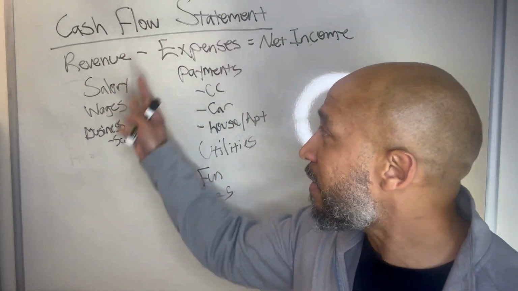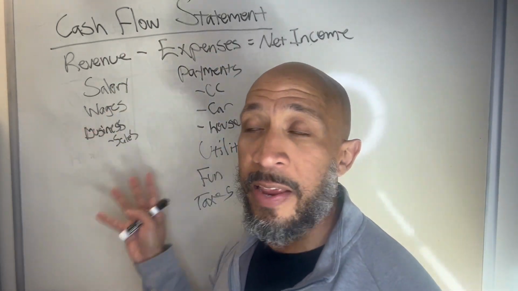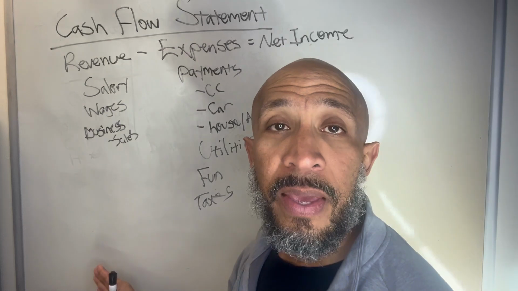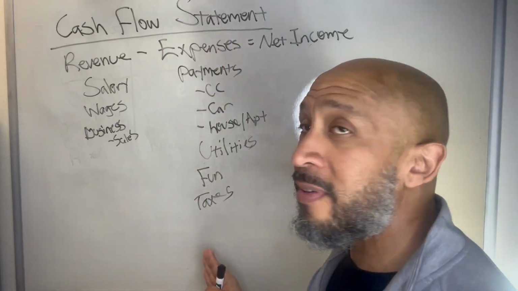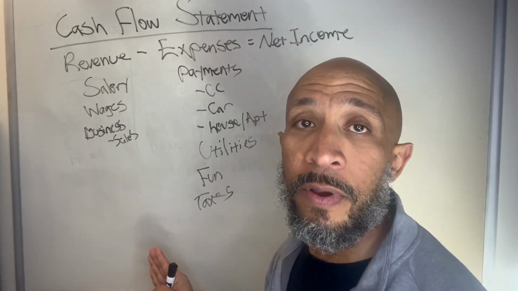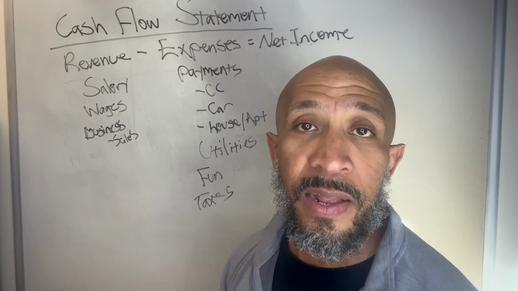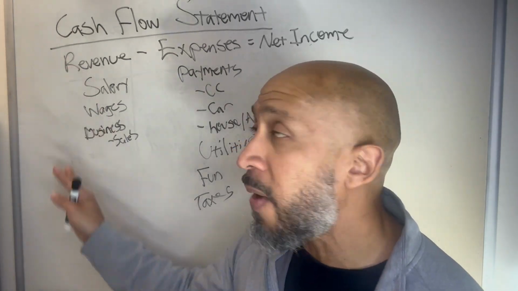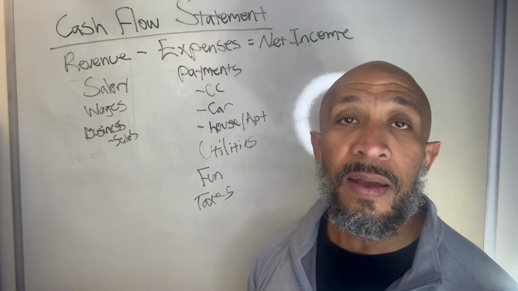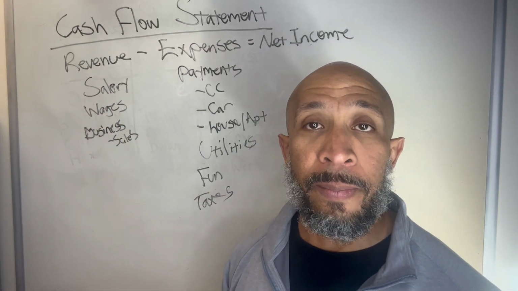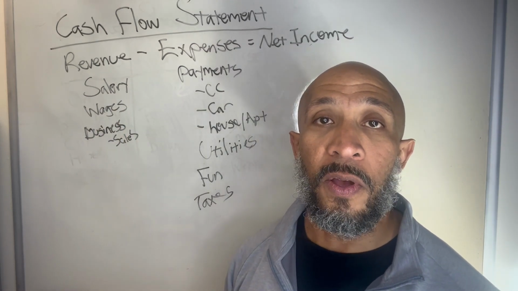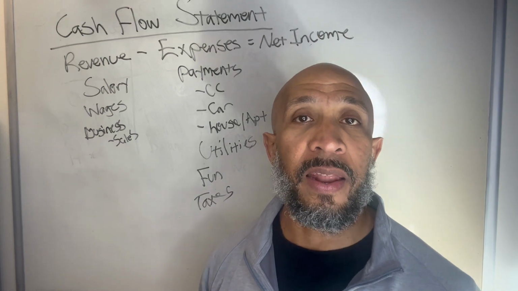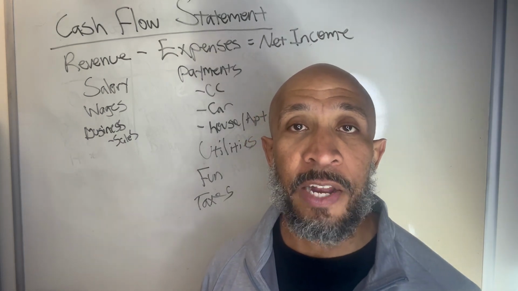And so this is how a cash flow statement works: what income is coming into your account and what expenses you have to pay that come out of your account. A lot different than a balance sheet, which is the total value of the assets that you have and the total balance of the payments that you have to make. And so hopefully that gives you an understanding of the difference between a balance sheet and a cash flow statement.